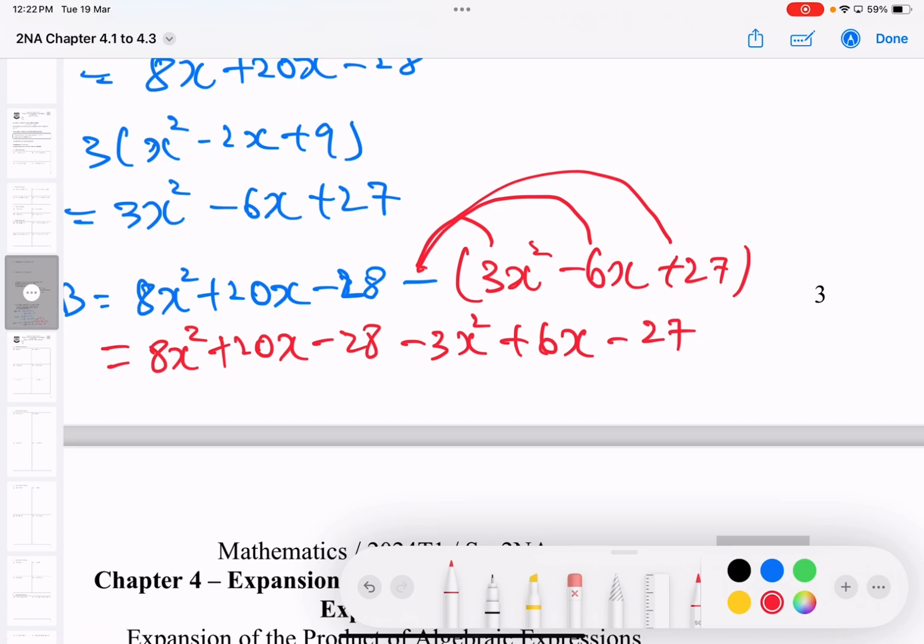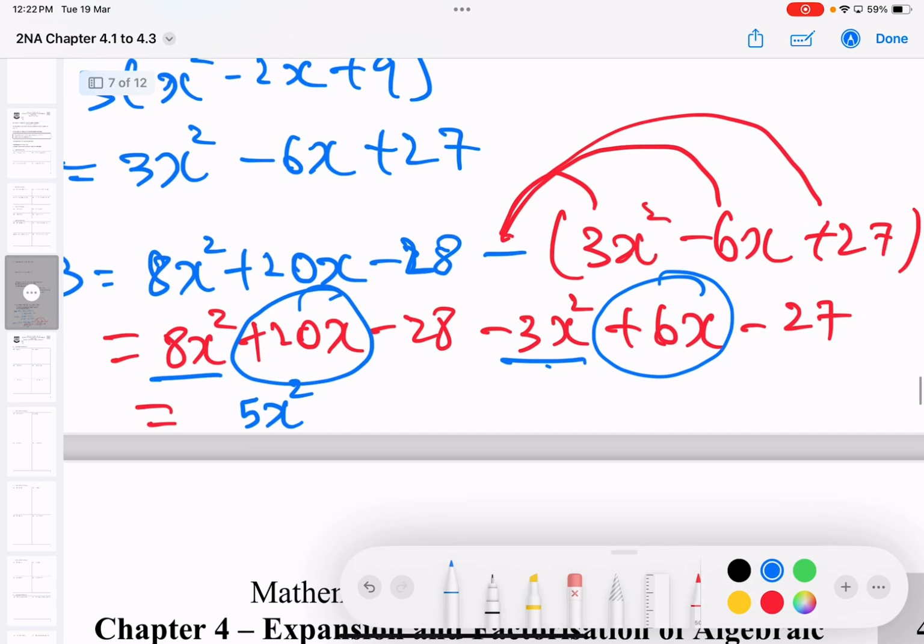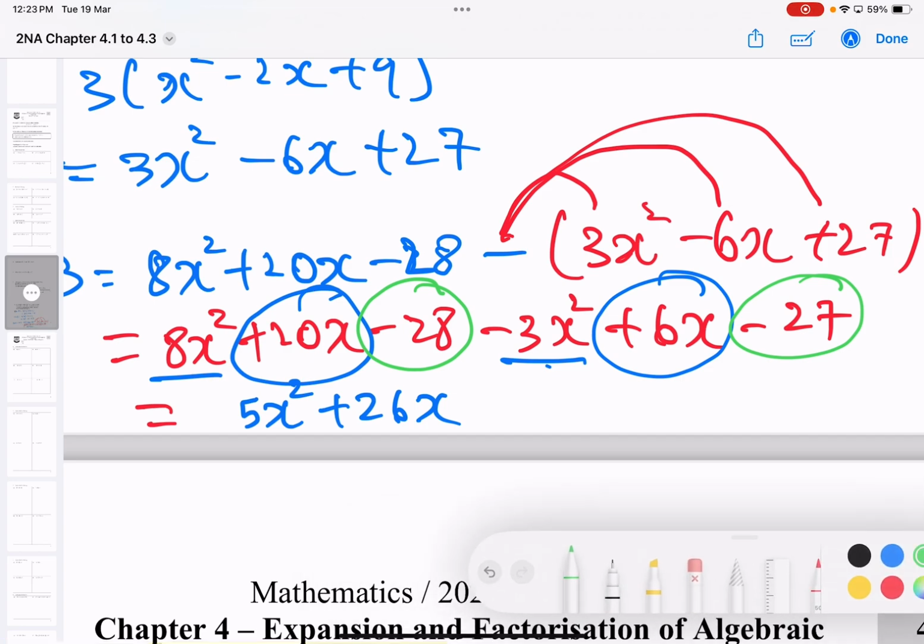Last step, the final step. I need to combine all the like terms. One method that I like is I tend to underline the common ones. This is x squared, I circle the x. So I can see very clearly 8 minus 3 gives me 5x squared. 20 plus 6 gives me 26x. And finally, negative 28 minus 27. Use calculator, negative 28 minus 27 gives negative 55.